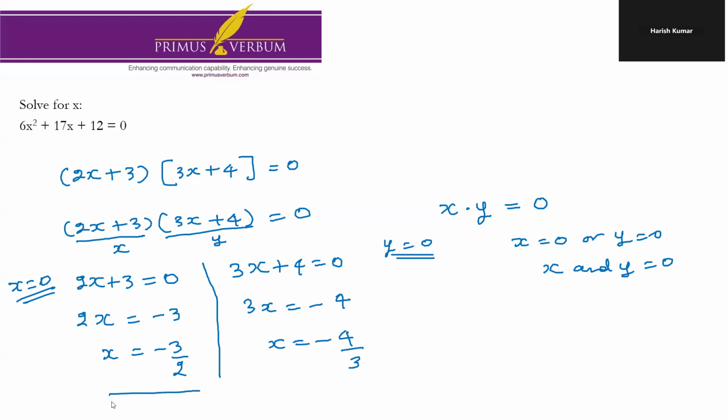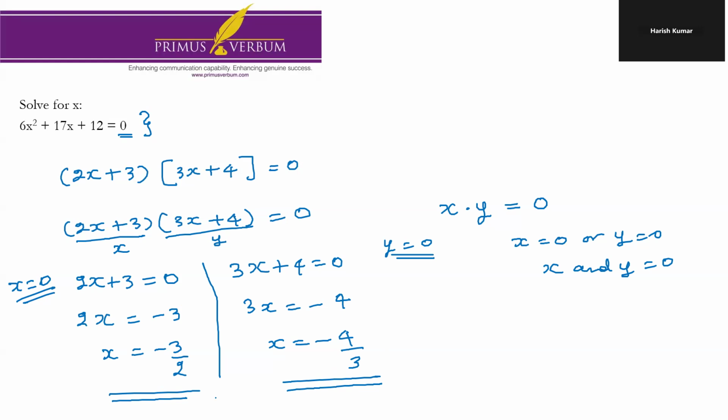So x is equal to minus 3 by 2 and x is equal to minus 4 by 3 are the answers for x. These are the two zeros, or the two roots, of this equation. We can call them the two zeros of the equation. Why? Because if you plug in these values, you will get 0 as the answer. So x is equal to minus 3 by 2 is a zero of the equation, and x is equal to minus 4 by 3 is a zero of the equation. Or we can say these two are the roots of x for this equation.